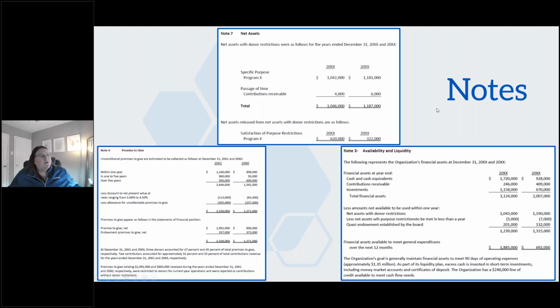And just some examples of some of these footnotes that I mentioned. You have your net asset footnote up top. This is just showing how much is restricted at any point of time and for what purpose, as well as what was released in the current year. You have promises to give footnote, which I actually did not mention, down in your bottom left. This is going to outline all the pledged amounts that are due to your organization and really how that's calculated, how it's present valued. And then last but not least, the availability and liquidity footnote, which again is going to outline what you have to be used in liquid unrestricted assets for the next 12 months.